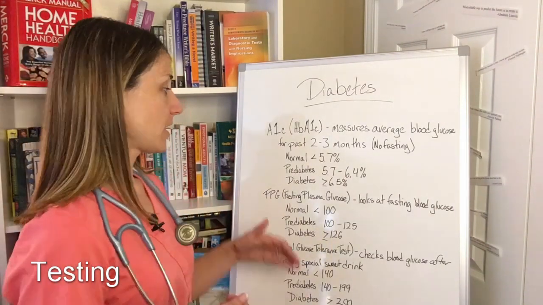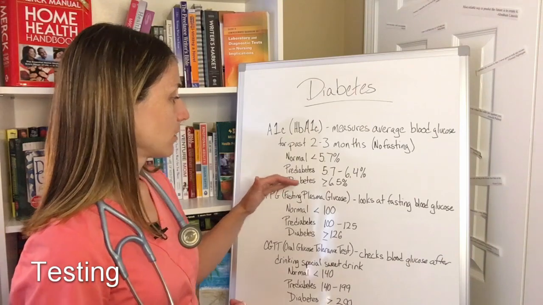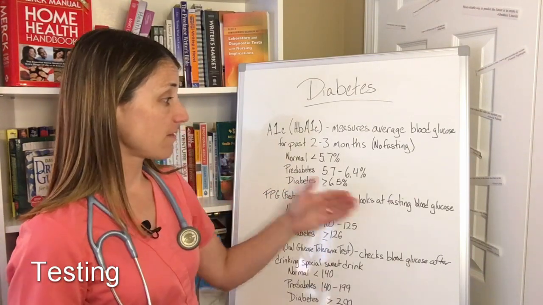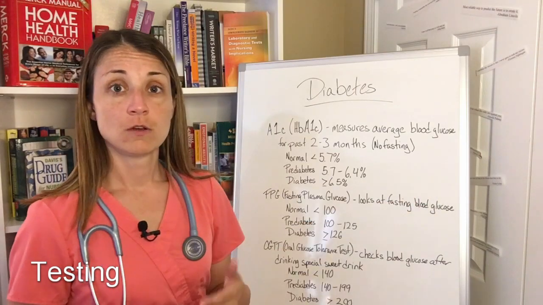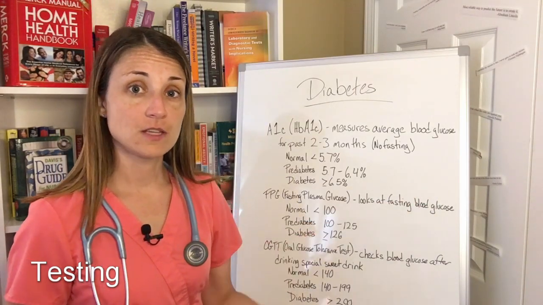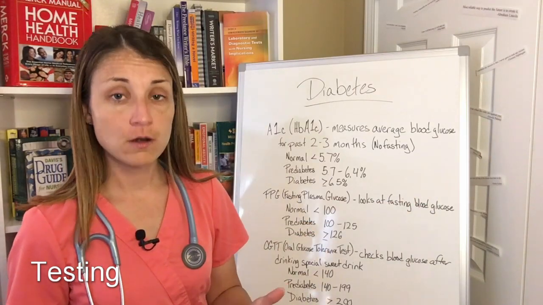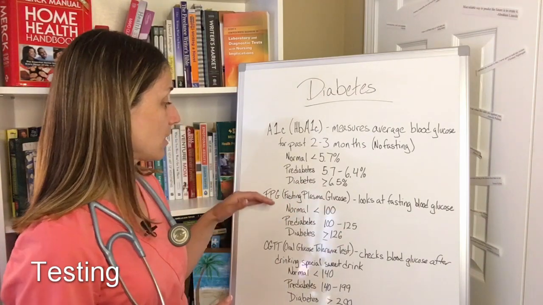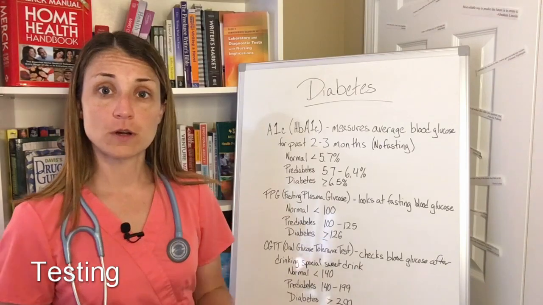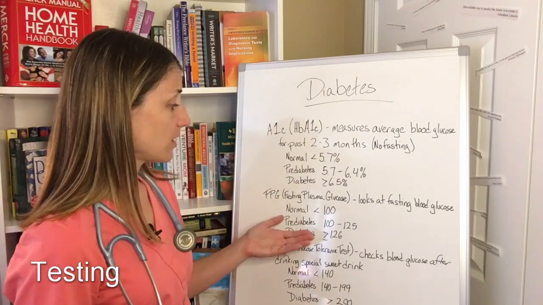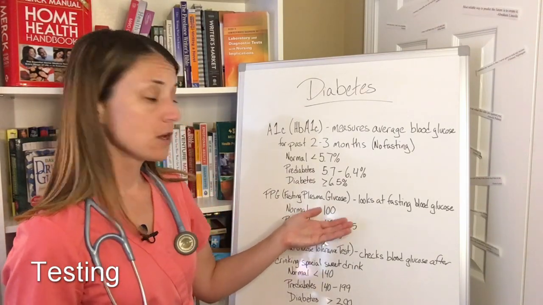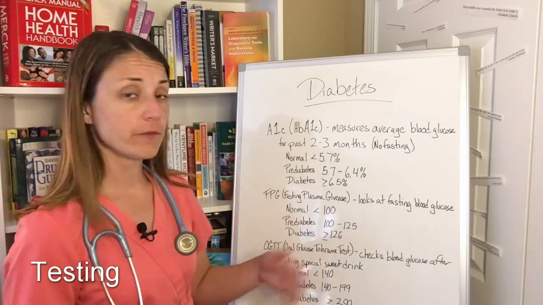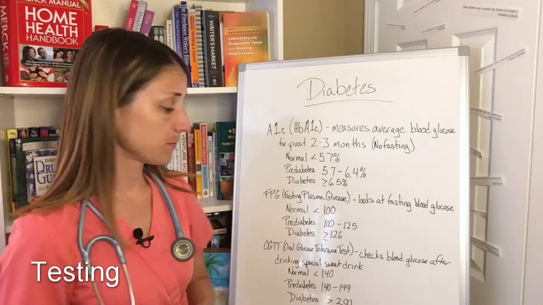The next type of test is the fasting plasma glucose, or FPG test, and this looks at a fasting blood glucose level. What this means is you're not allowed to have anything to eat or drink except water for 8 hours prior to having the test done. If this is normal, it should be under 100. If you have prediabetes, it will be between 100 to 125. If you have diabetes, it will be at or above 126.